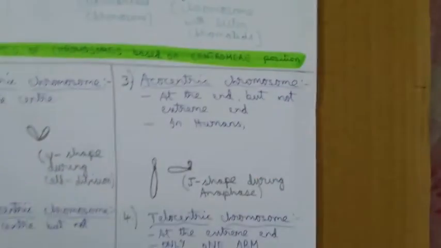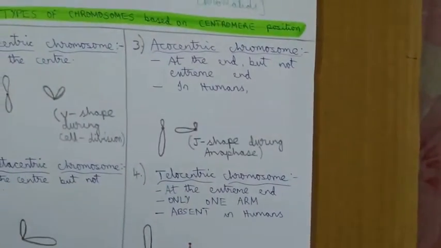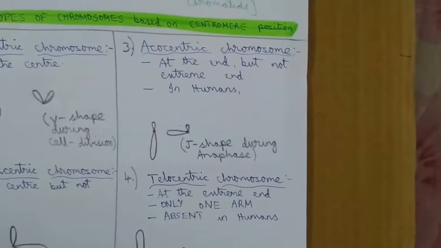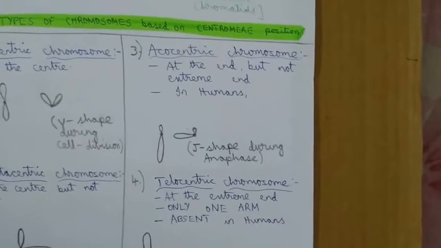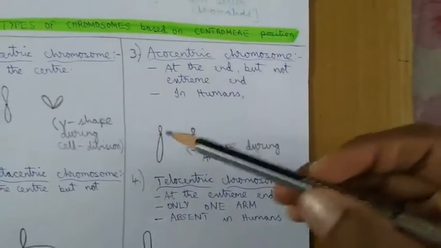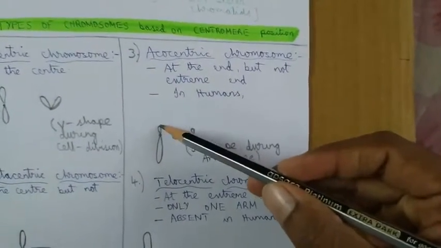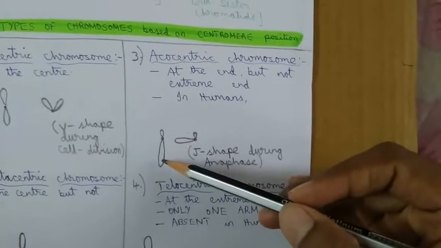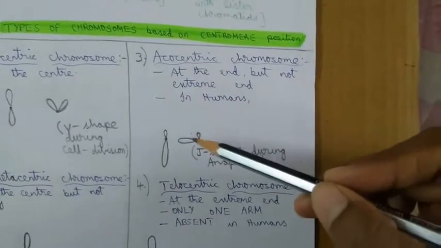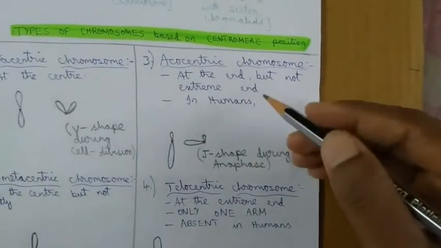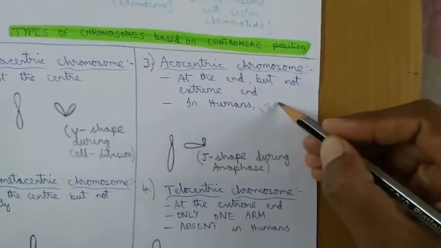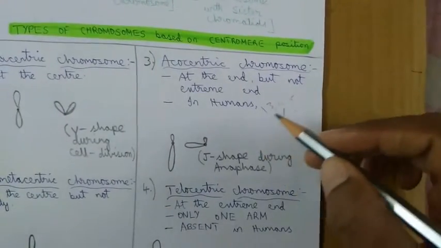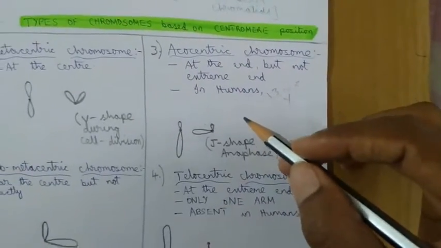Next, coming to the third type, acrocentric chromosome. In acrocentric chromosome, the centromere is present at the end but not at the extreme end. Because of that, one arm is seen like a very small one, and the other arm is big or larger one. This kind of acrocentric chromosome is present in humans, particularly in chromosome 13, 14, 15 and Y chromosomes, etc. All these are the examples of acrocentric chromosomes.